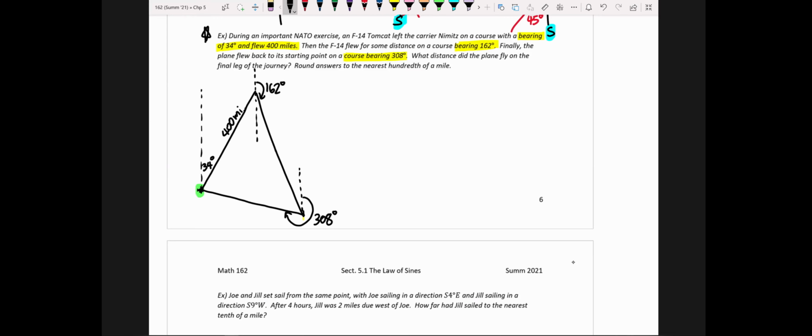Okay, so that's the info given to us. We have three legs of the course and it forms a triangle. When you have an oblique triangle, we need to have three pieces of information in order to solve. So let's draw a replica of the triangle here.